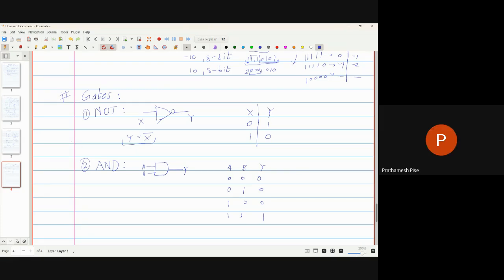We use the multiplication sign in Boolean algebra to represent the AND gate. So y is equal to a dot b here. The output of this gate will be high only if all the inputs are high. If any one input is low, the output will be low. This is the basic AND gate, and this is the Boolean expression for it.